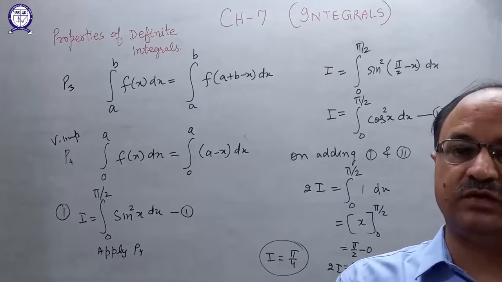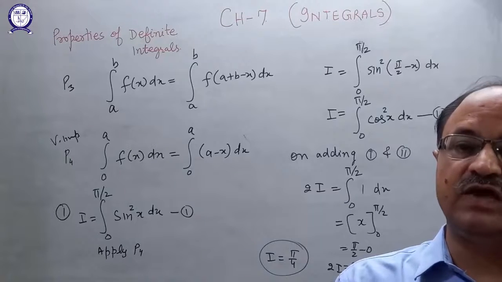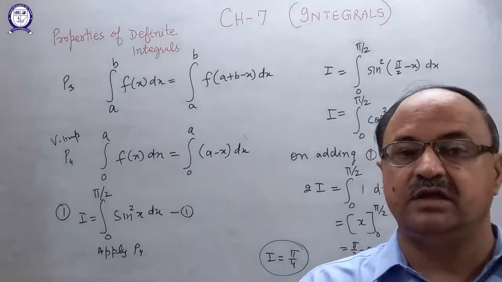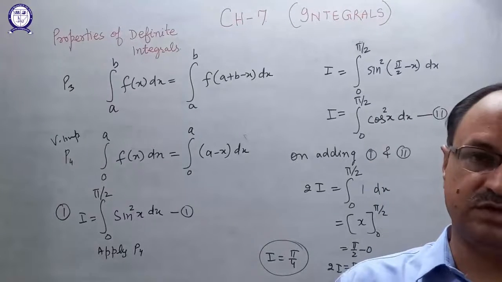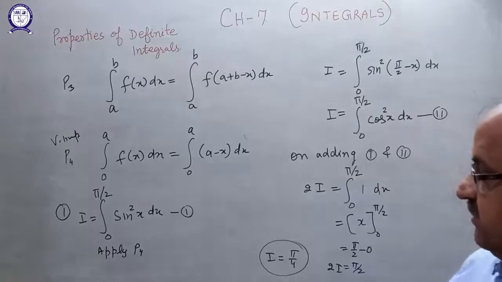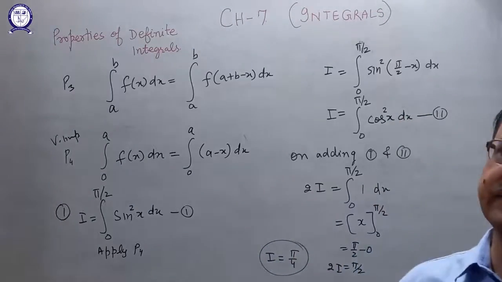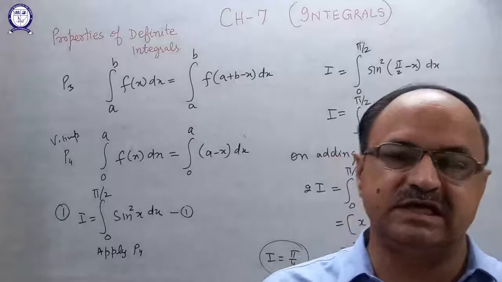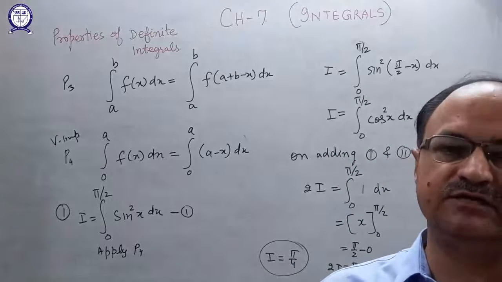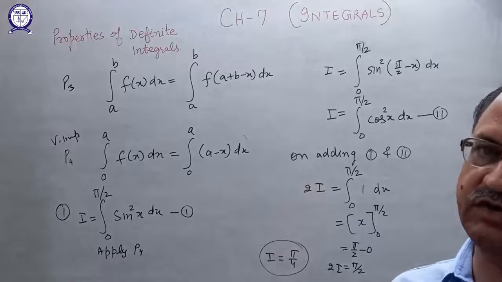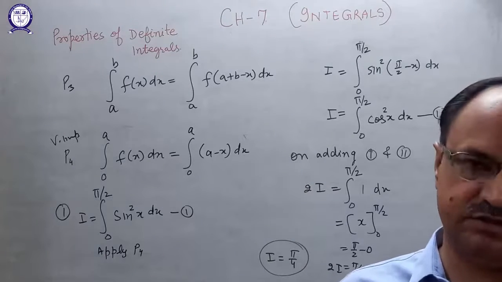We don't apply P4. In that case, we apply P6. Correct? This is the main point of P4. Sometimes we apply P4, and in the second equation the question is simplified. Then there is no need for adding equation number 1 and 2. Thus in the second equation directly you can solve for the integration. Clear?